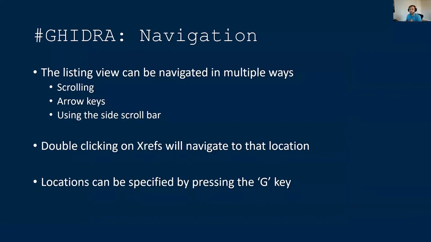But how do you navigate once you're in there, once you're in the listing view? So you can scroll through the listing view. You can use the arrow keys. It's fairly intuitive with how you navigate. And then when you're looking at those XREFs that we talked about earlier, you can double click on that and it'll jump to the location that's referencing it. And you can also jump to a particular location in memory by pressing the G key.